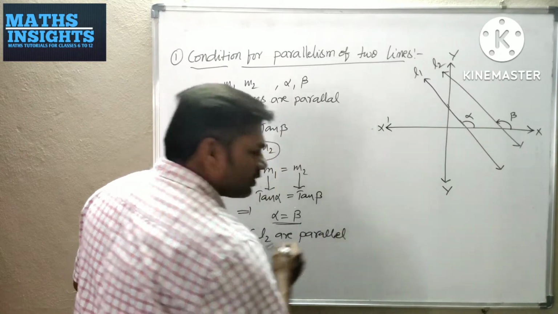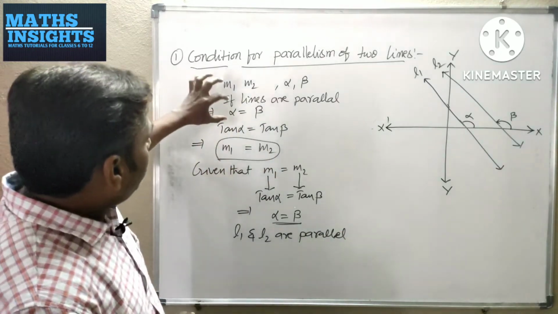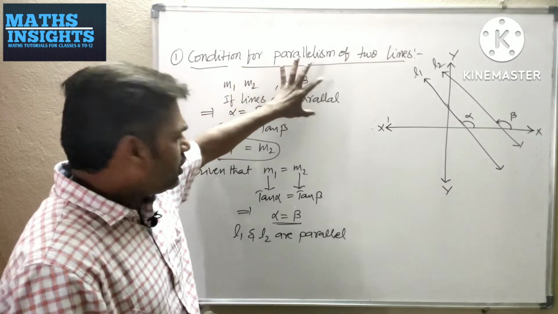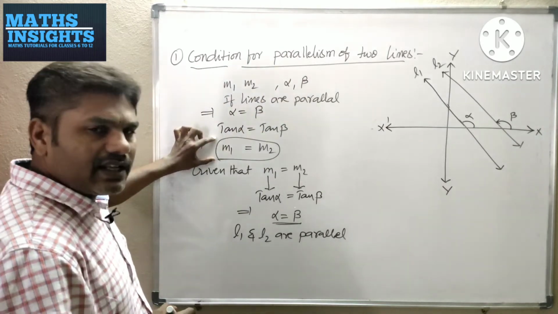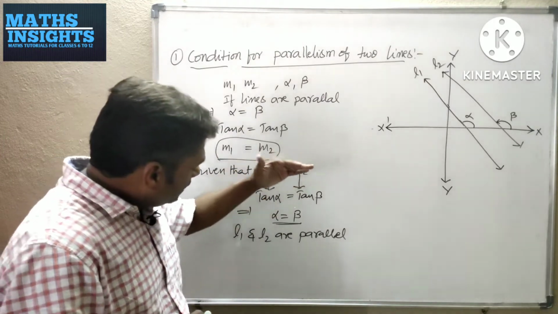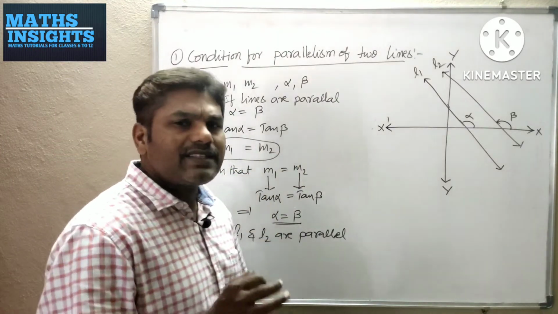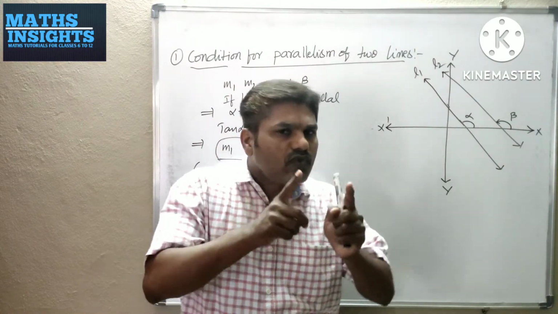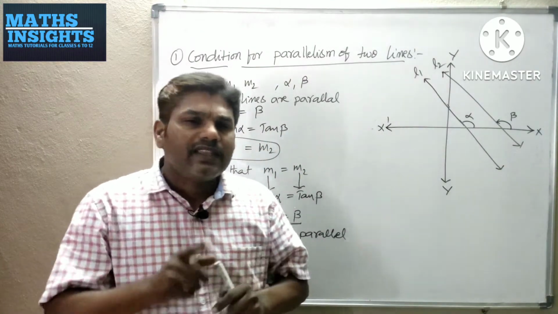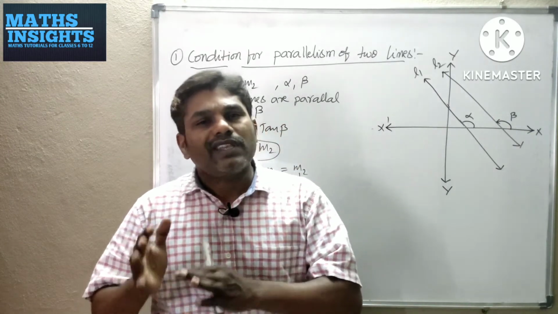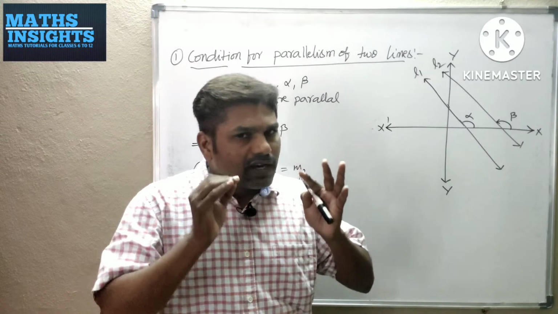This is very simple. In two conditions, when inclinations are equal, when the lines are parallel, we are showing that their slopes are equal. When slopes are equal, then the lines are parallel. This is the condition for parallelism of two lines. Again, if two lines are parallel, then their slopes are equal. Conversely, if the slopes are equal, then the lines are parallel.